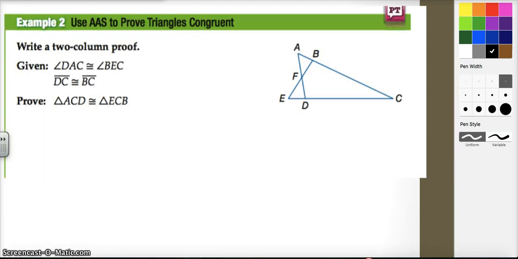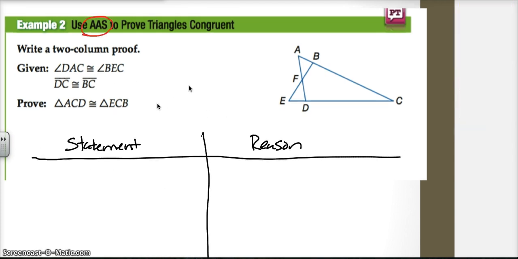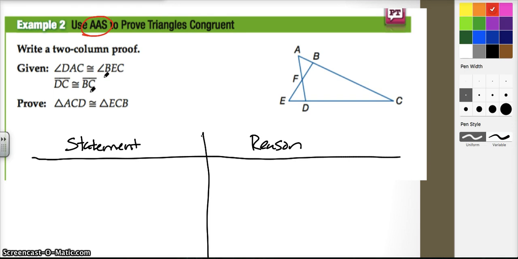So here we are in example 2, and we're going to use angle-angle side to prove that two triangles are congruent. So let's take a look. We're going to do my favorite 2-column proof. Let me set that up. Perfect. And then let's go ahead and analyze what information we have. So we are asked to use angle-angle side, and we are told that this angle, DAC, let me highlight that, DAC, this angle right here, is congruent to angle BEC, BEC, that's one here.